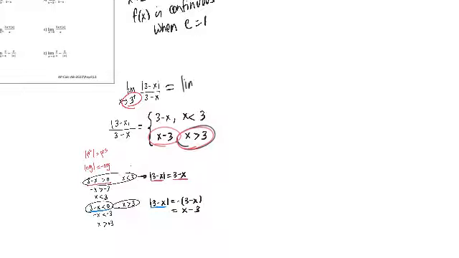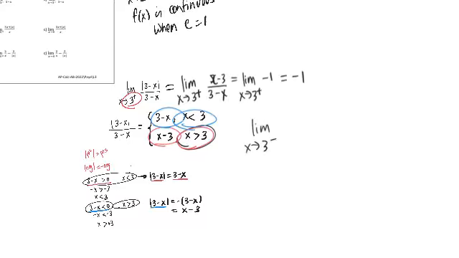So this will become the limit as x goes to 3 from the right of x minus 3 over 3 minus x. So this is going to be the limit of negative 1, which is equal to negative 1, right? Similarly, from the other side, the left side, the less than 3 side, this will just become the limit of 3 minus x over 3 minus x, which is equal to 1.